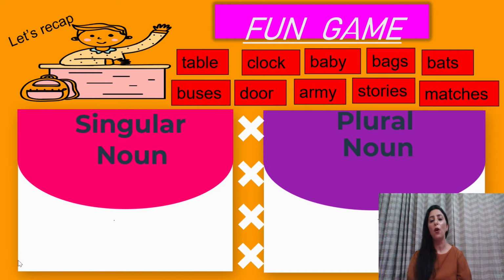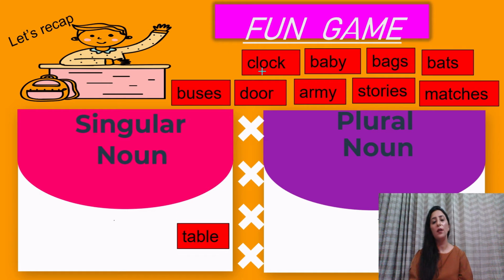Now here we have a fun game for all of you, where we have placed some words here in the red box. Now the activity is we need to identify the singular noun and plural noun out of these words, and we need to place them in the right envelope. So let's get started. Now the first word is table. So we need to identify whether table is a singular noun or a plural noun. So we can see the word table is a singular noun. So we'll place that in the envelope of singular noun.